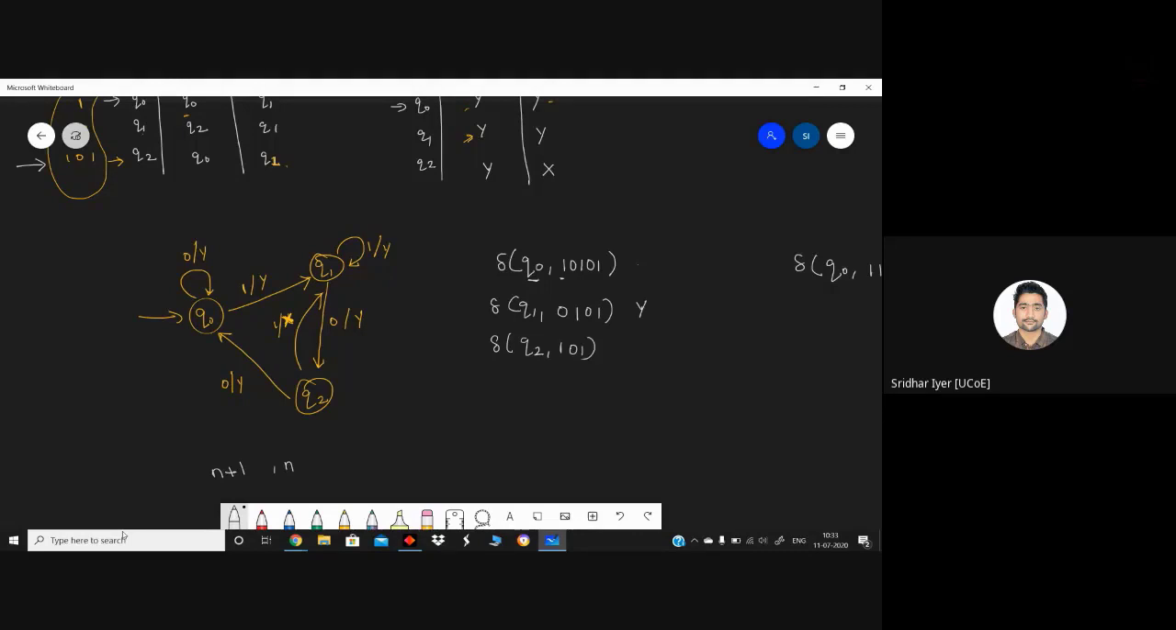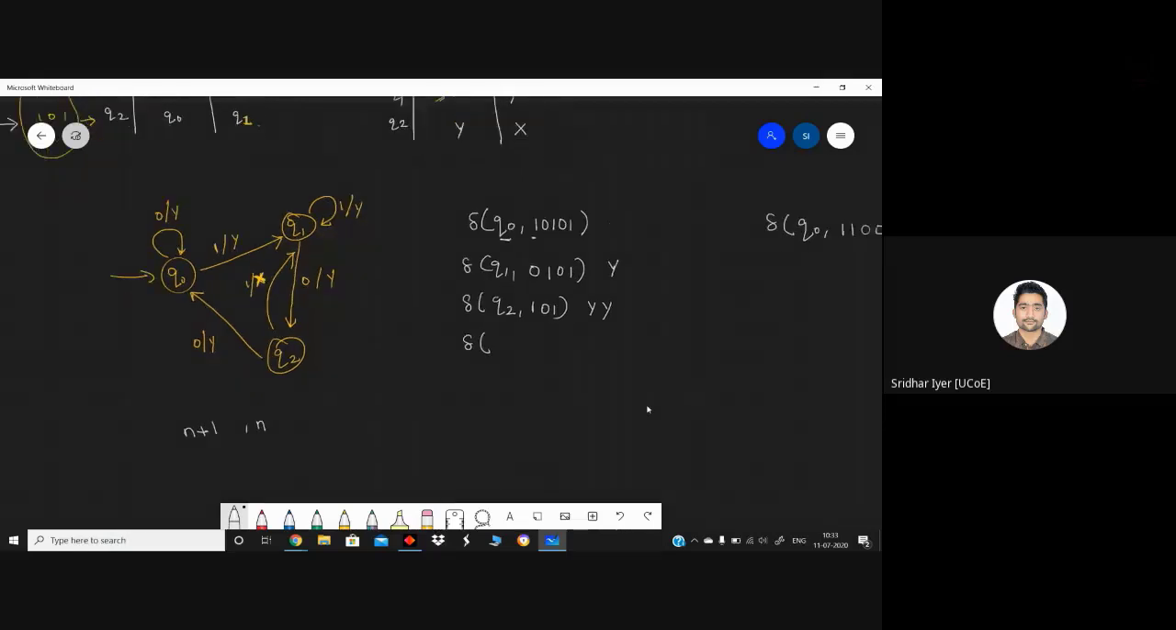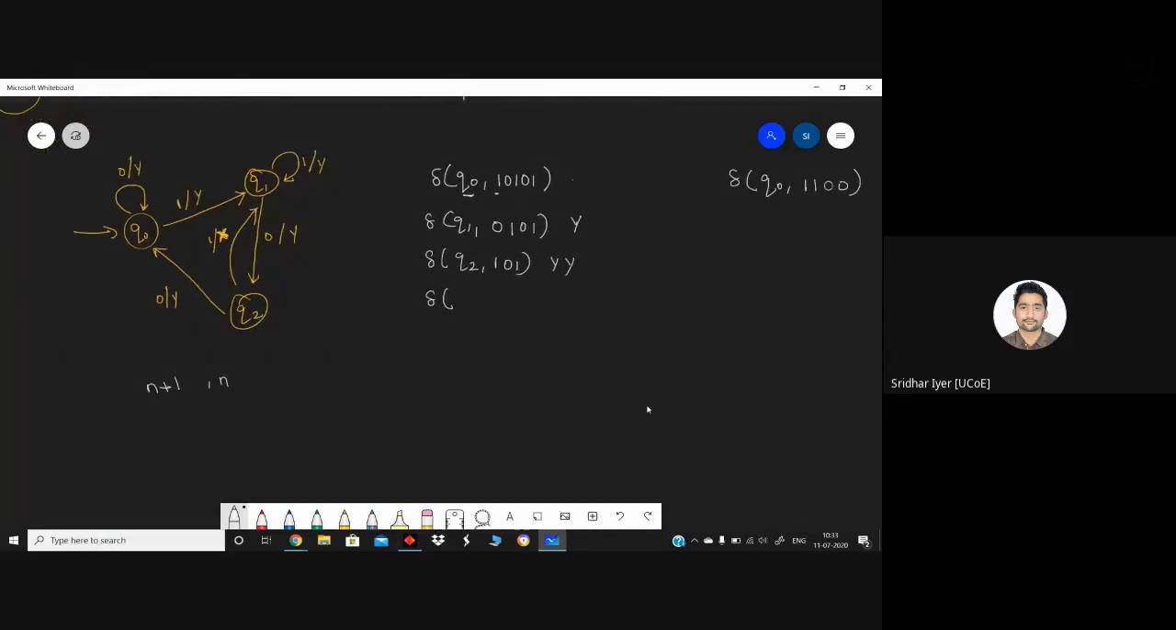and the output is Y. I know that finally my output should be X. So keep on doing it. Q2 on 1 is going back to Q1. What is the output? X. Clear? So it is YYX.